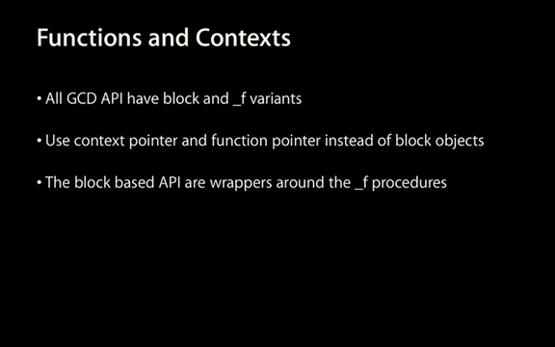So like I mentioned, all GCD APIs have _f variants, and these variants use a context pointer and a function pointer instead of a block object. Of course, we think block objects are a great convenience, and we use them a lot when we're writing with GCD API. So another concept which we touched on briefly yesterday were completion callbacks, and we're going to recap on that again because it's a very fundamental part of GCD design, and we'll be talking about it later in today's session and again in this afternoon session.